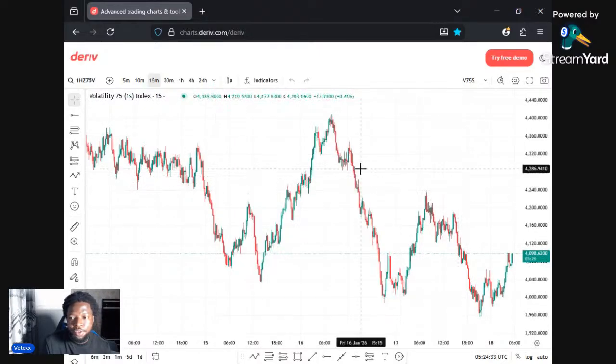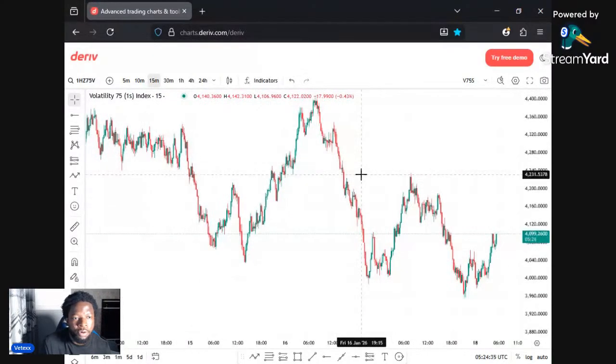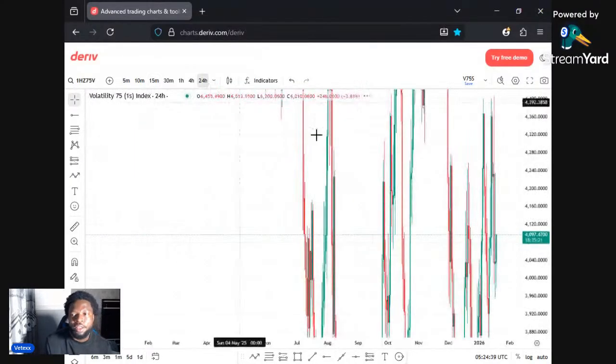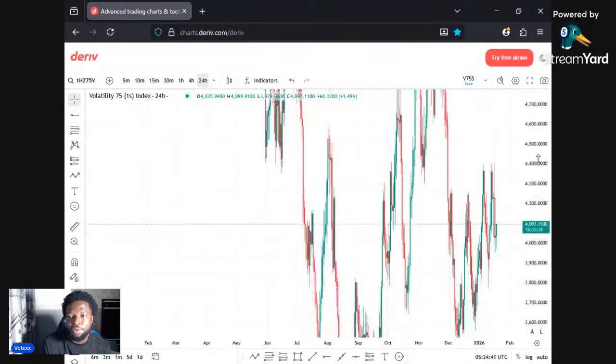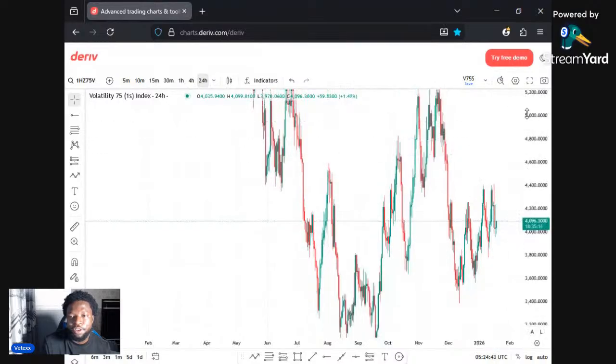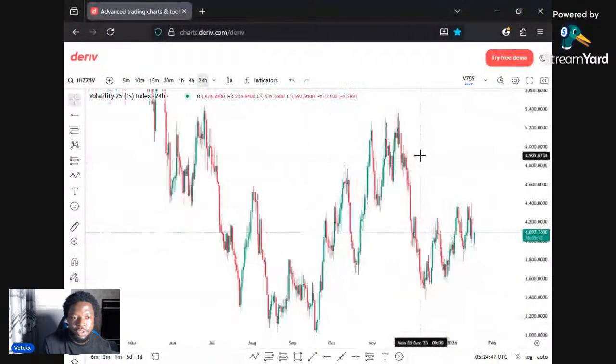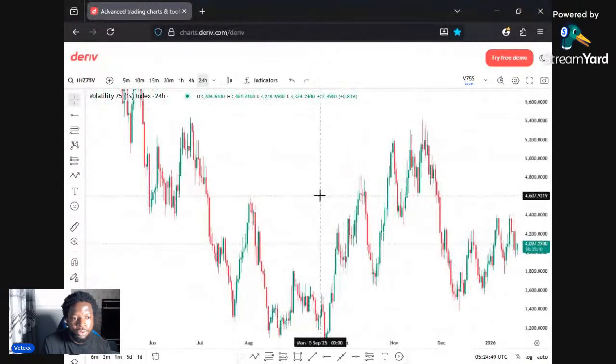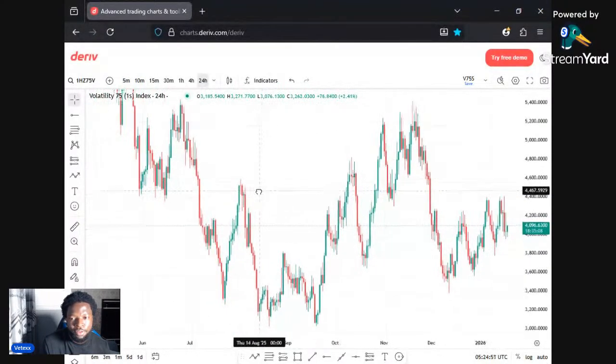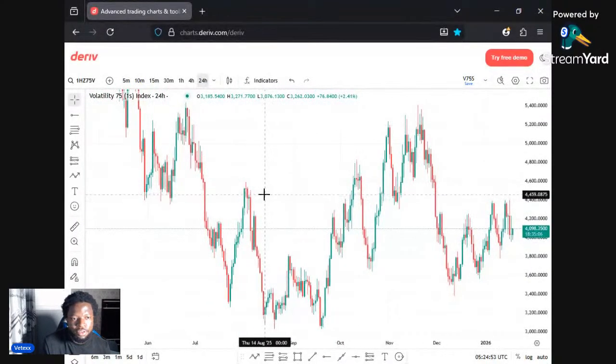So the next pair is V75 1S. From the weekly time frame, V75 1S is bearish. From the daily time frame, V75 1S gave us a continuation. It gave us a continuation. So what do we do? If you can see clearly, it has already given us the pattern.